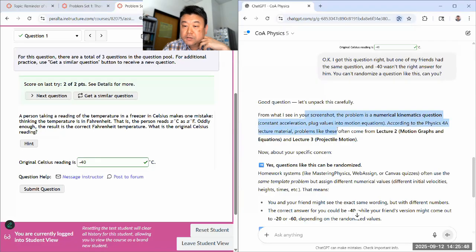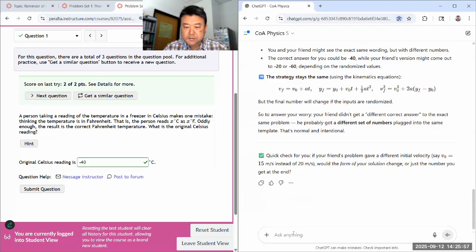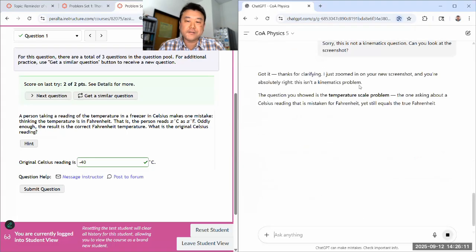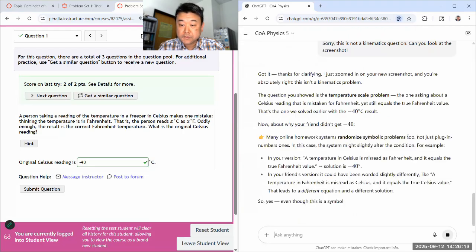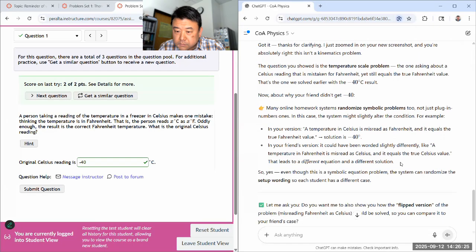It's not a kinematics question. Okay, but again, this is alpha testing. This is not a kinematics question. Can you look at the screenshot? I'll make a note of this after this session. First scale problem, when my symbolic problems too. Yeah, could have been a temperature. I don't think this is right.